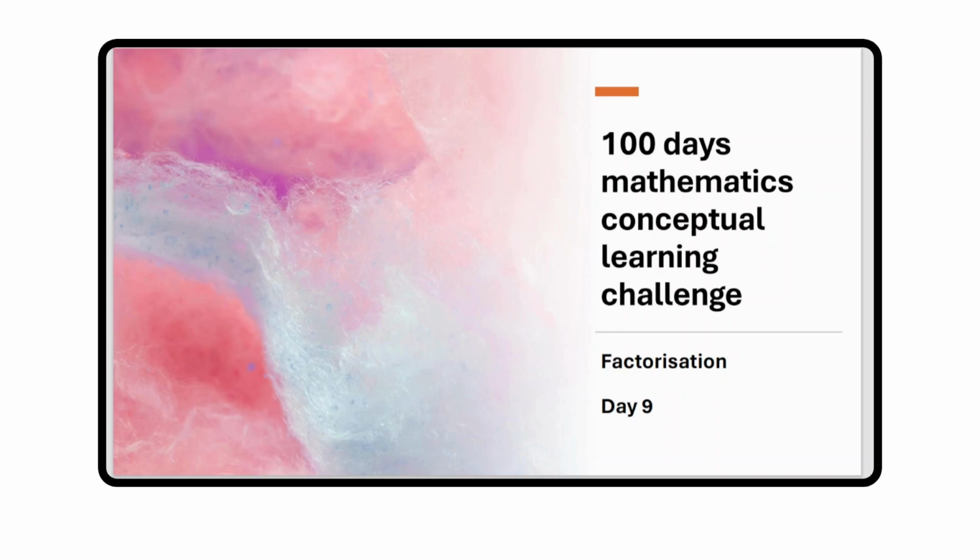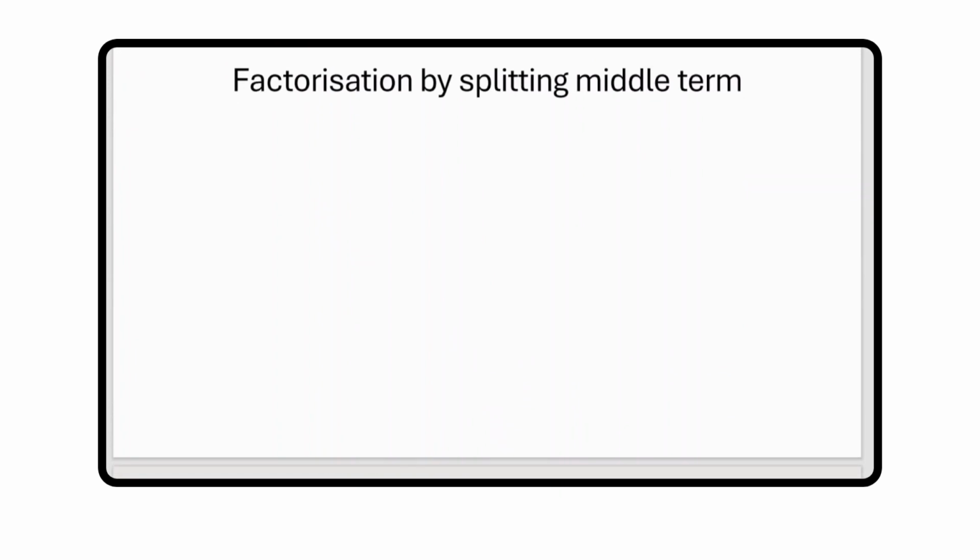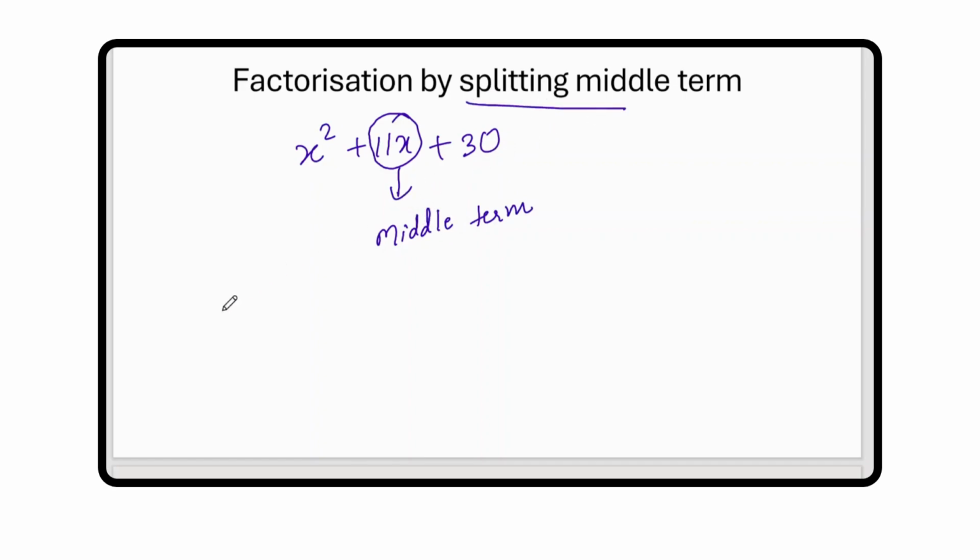Today we'll continue the same chapter, that is factorization. Today we'll learn about factorization by splitting the middle term. So first let us see what is the meaning of middle term. If I write x square plus 11x plus 30, now this is our middle term. This is called our middle term. So what are the processes involved in splitting the middle term?